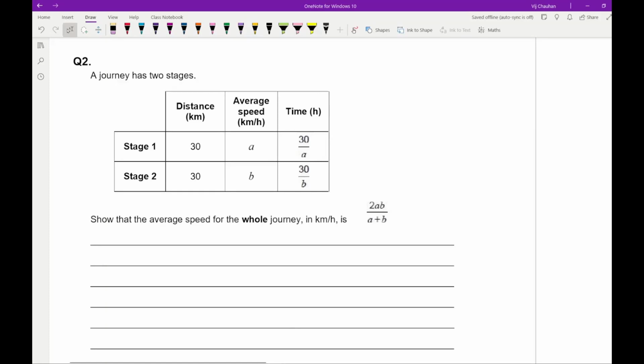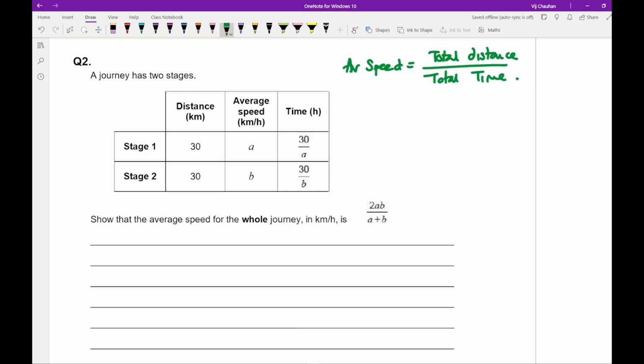Then moving on to question 2, it says the journey has 2 stages. The question is asking us to show that the average speed for the whole journey in kilometres per hour is 2ab over a plus b. Now, to work out the average speed, it's going to be the total distance divided by the total time.